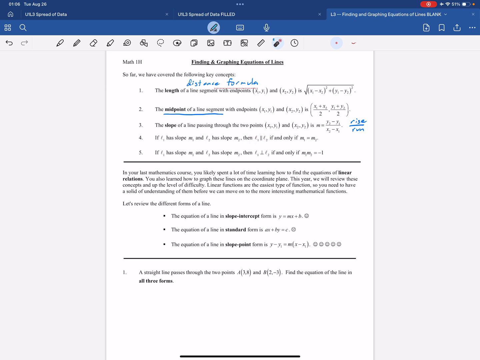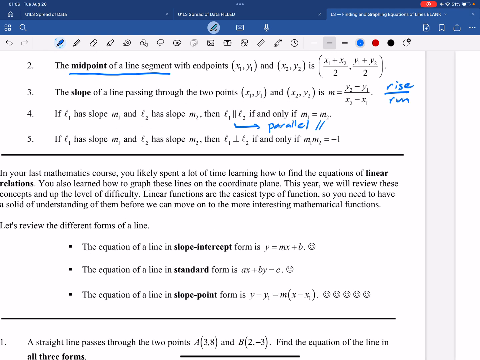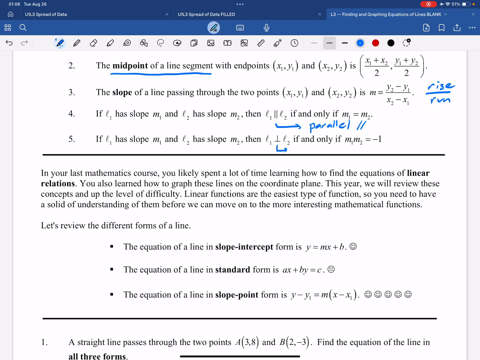This means parallel, right? So if these 2 lines are parallel, the only way that can happen is if their slopes are equal. And then in a similar way, if 2 lines are perpendicular, their slopes, when you multiply them together, their product has to be -1. Okay, so I'll just write this notation. This means parallel. And then this means perpendicular. Sometimes you'll hear the language orthogonal. It's the same thing.